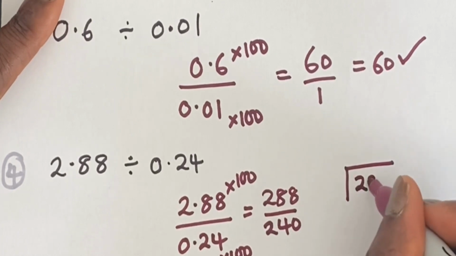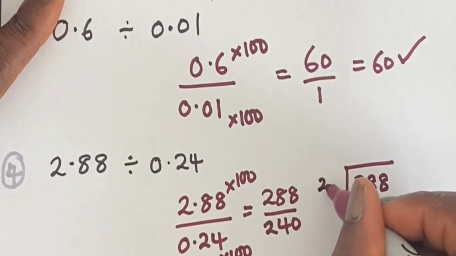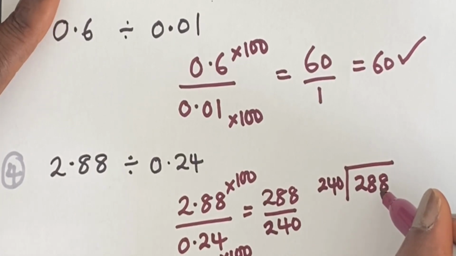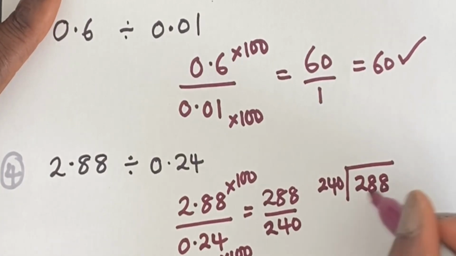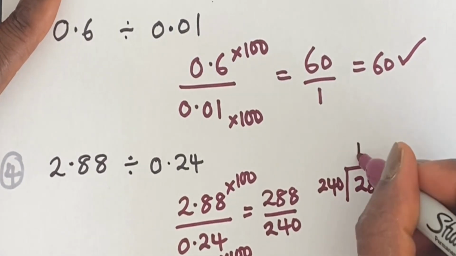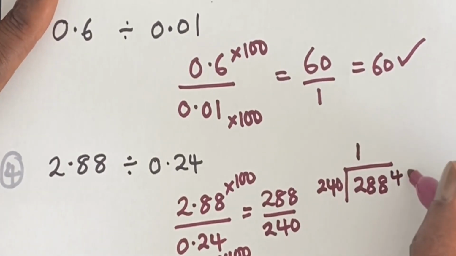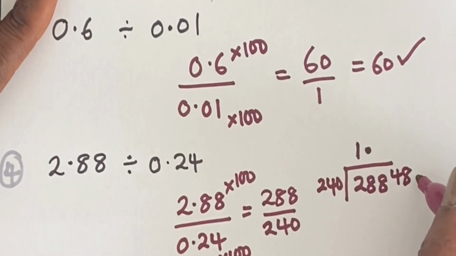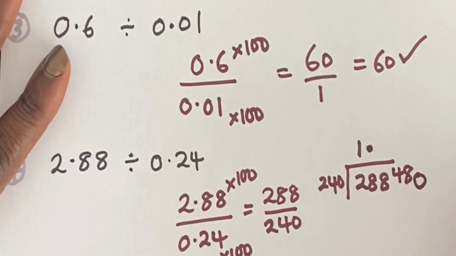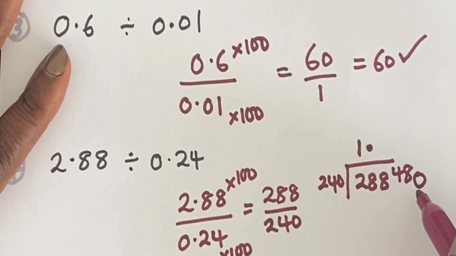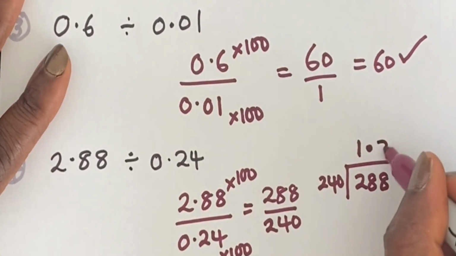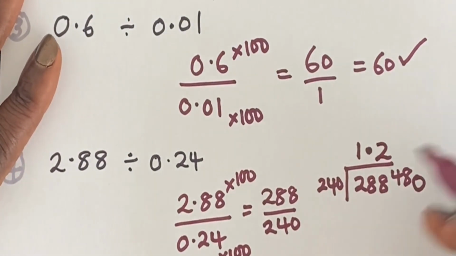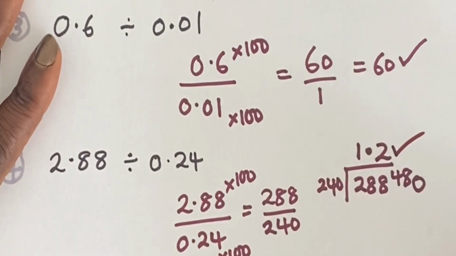So 288 goes into the bus stop, 240 stays out. 240 goes into 288 one time, and you'd have a remainder of 48. Now you're going to put a decimal point there once there's a remainder and add a 0. 240 can definitely go into 480 two times without any remainder. Once you have no remainders, you've come to the end of it. So the answer to that one is 1.2.